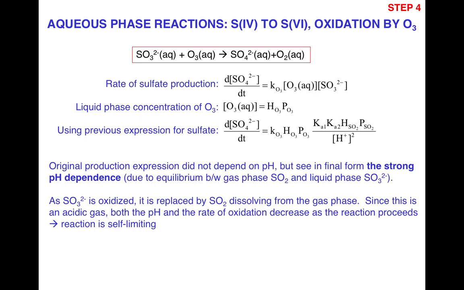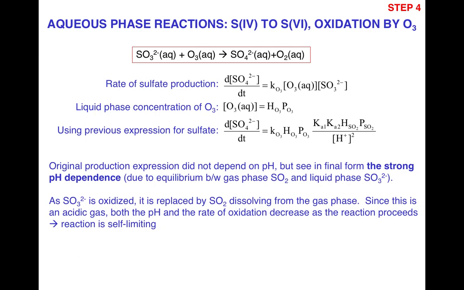The liquid phase concentration of ozone can be understood from its Henry's law, and it doesn't dissociate, so that's fine. It's just going to be that. And so if we substitute in using that previous expression for sulfate rate of change, we get the reaction rate constant times the Henry's law constant times the partial pressure times equilibrium constants for sulfur 4 times the gas phase concentration of sulfur 4 as a function of acidity.